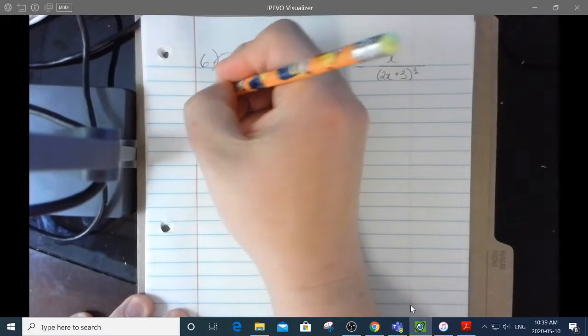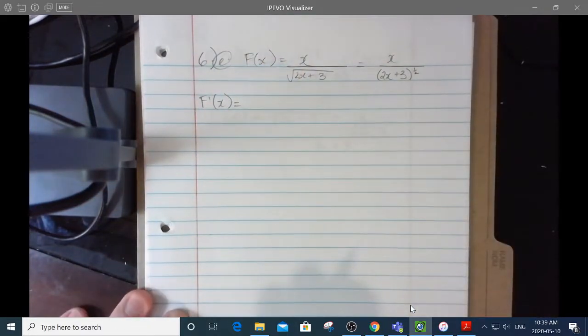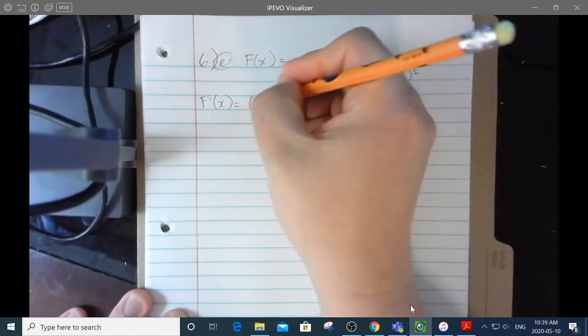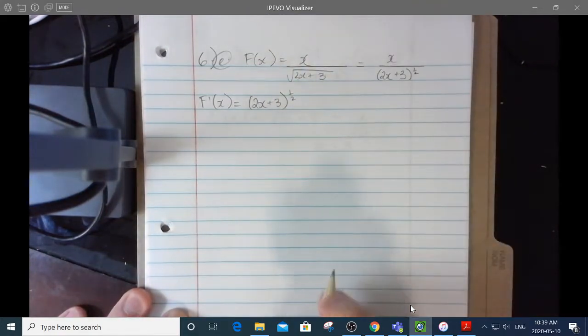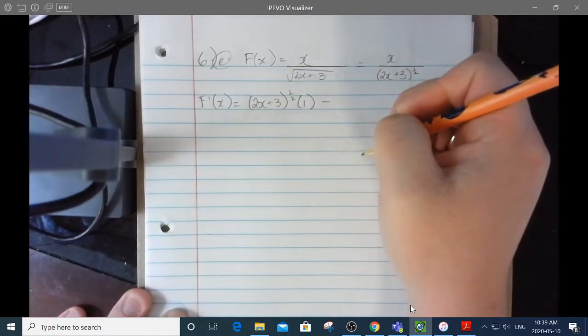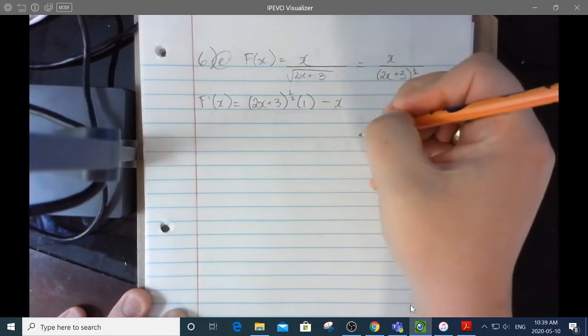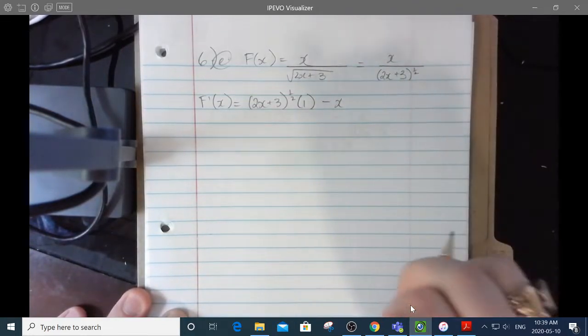So now I'm doing my derivative. I have f prime of x. The quotient rule says we take the denominator times the derivative of the numerator, minus the numerator times the derivative of the denominator. And to do the derivative of this denominator, here's where I need chain rule.